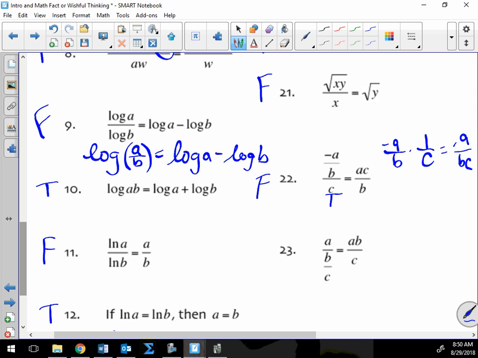Number 23. So we have, oh goodness, that's confusing. A over b. No, a over b c. Hold on, let me see this. A over b is on top. No, a is on top. So this is a over 1 times the flip of that guy.